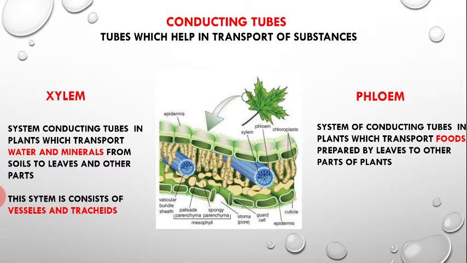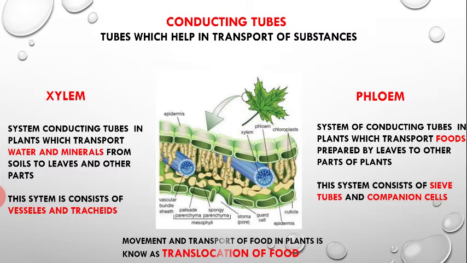Xylem system of conducting tubes consists of vessels and tracheids. These are the two main differences between the xylem and phloem. And the phloem's conducting tube system consists of sieve tubes and companion cells. So there is a simple definition. So here is another definition: translocation of food.